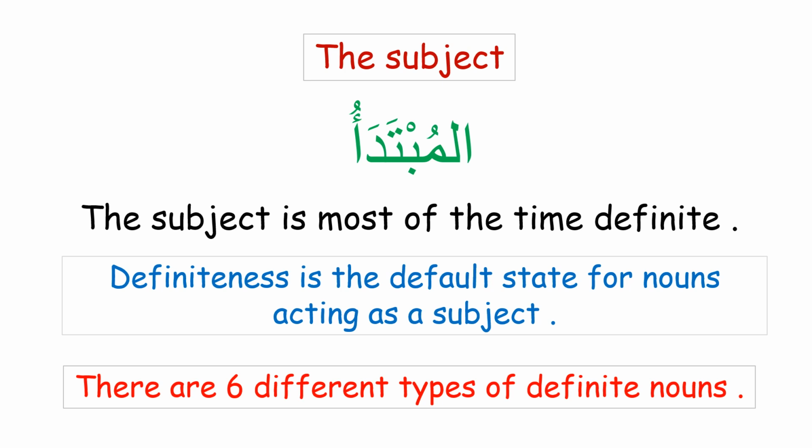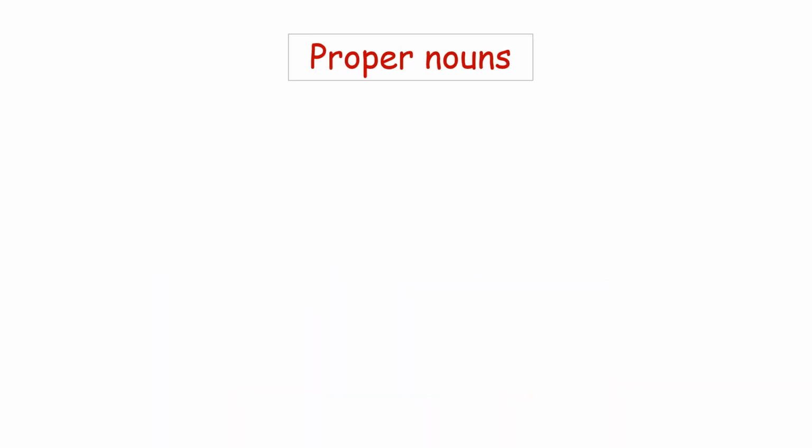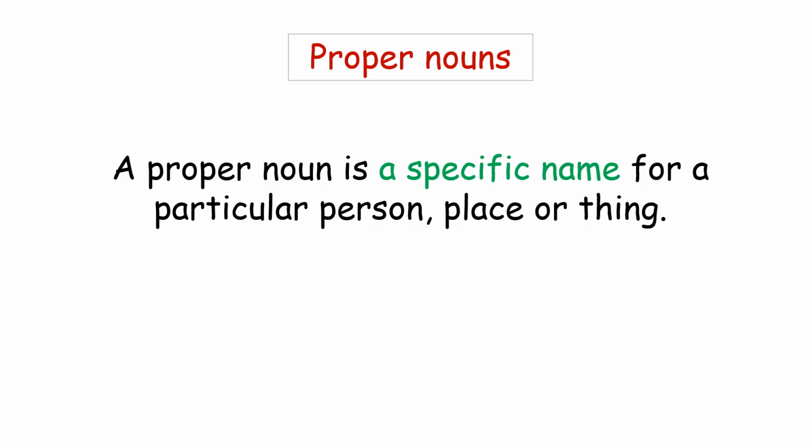Okay, the other type of definite nouns we are going to work with, along with the one we already have in our first example, which is nothing but nouns defined with the definite article al, is going to be proper nouns. And to begin with, do you remember what proper nouns are? I'm going to help you. A proper noun is a specific name for a particular person, place, or thing.